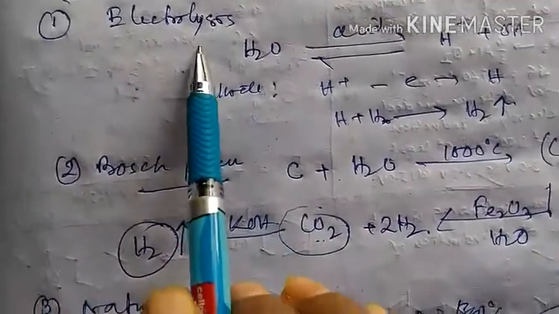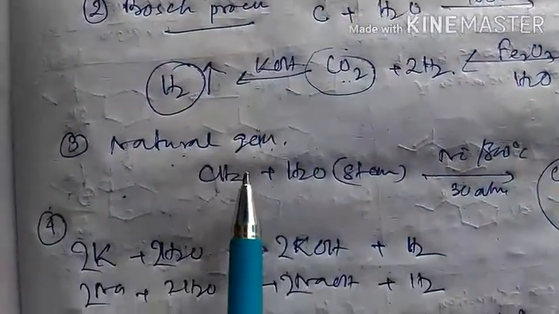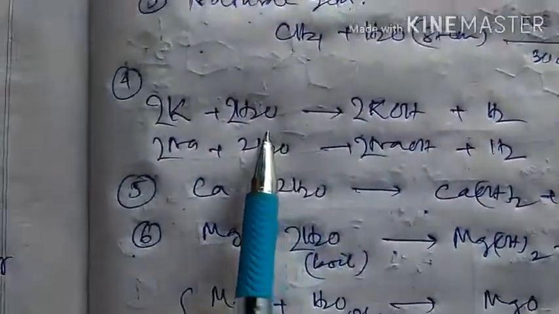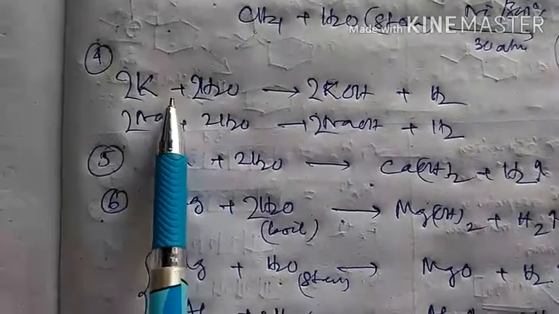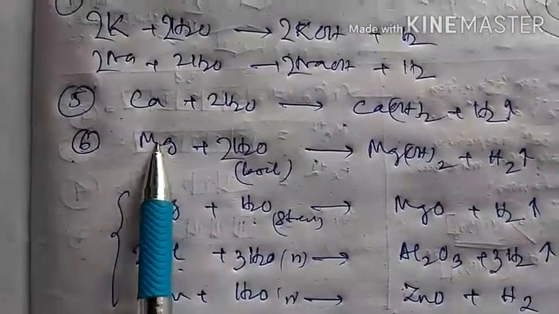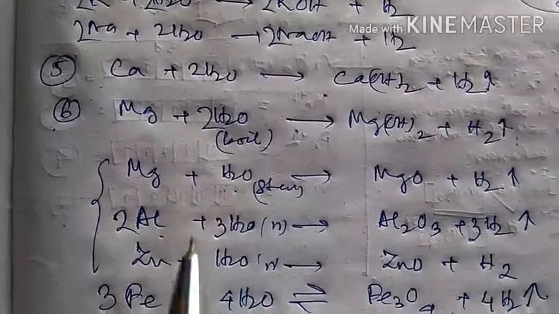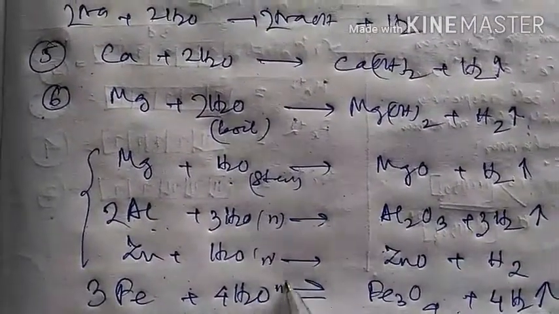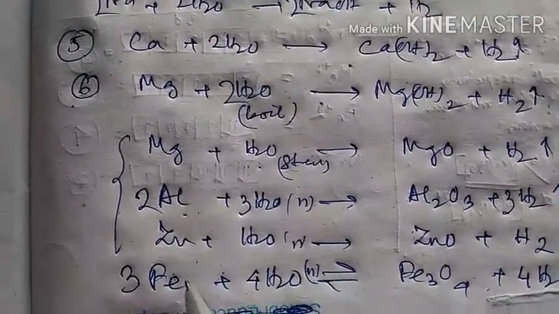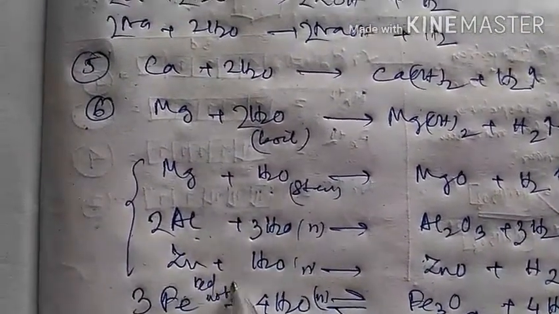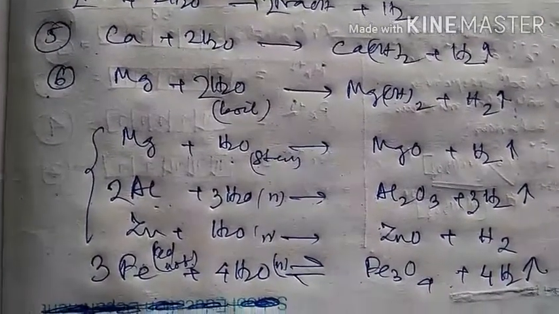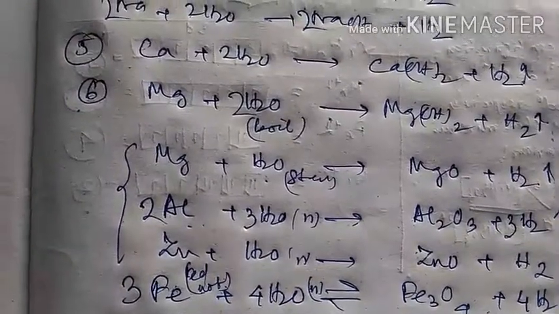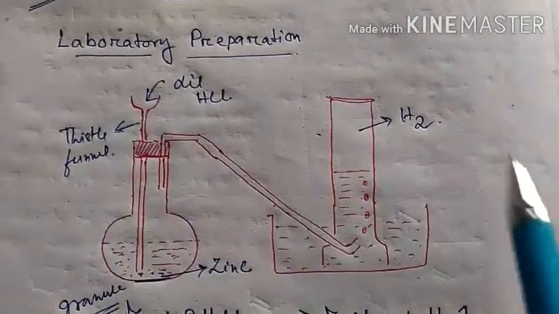So students, these are the other methods of preparation of hydrogen gas. You can see the electrolysis method, the Bosch process, natural gas, again going through the Bosch process, and the several reactions. These are the violent reactions with sodium, potassium, and less violent with calcium. Then magnesium in boiled water, and magnesium, aluminium, and zinc with steam, and iron with steam, which should be in red hot condition. And the very last, I'm going to discuss the precautions in the laboratory preparation. Again, we came back to the laboratory preparation.